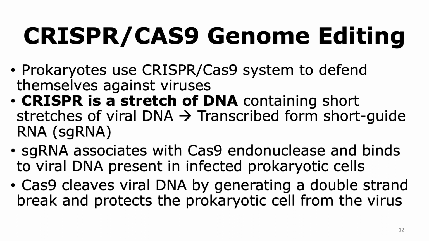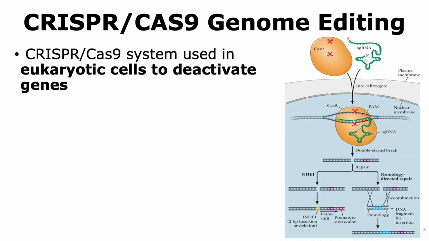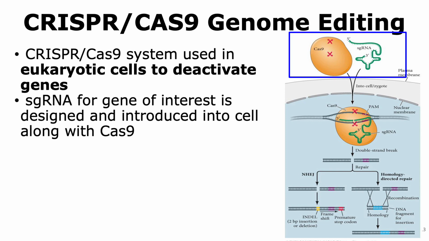We have now been able to use this CRISPR-Cas9 system in all different kinds of organisms, like eukaryotic organisms. When we look at the CRISPR-Cas9 system in eukaryotic cells, it's mainly used to deactivate genes. The way it's able to do that is we generate or design short guide RNA for the genes of interest and introduce them into the cell along with the protein Cas9 as shown in the figure in the blue box.